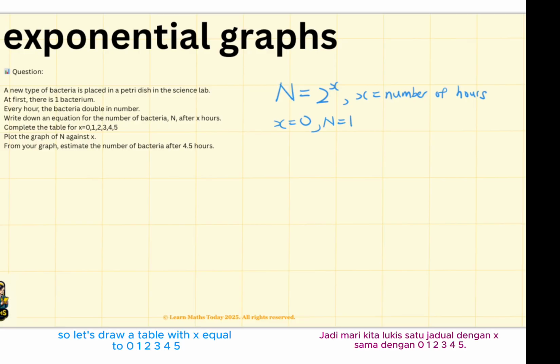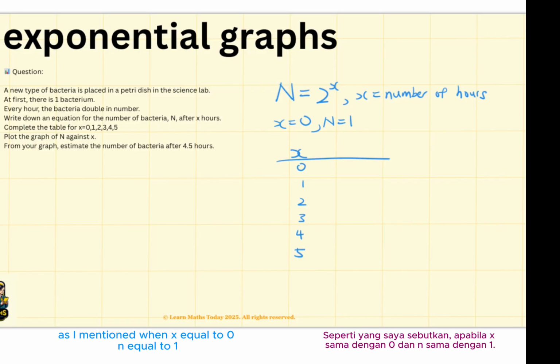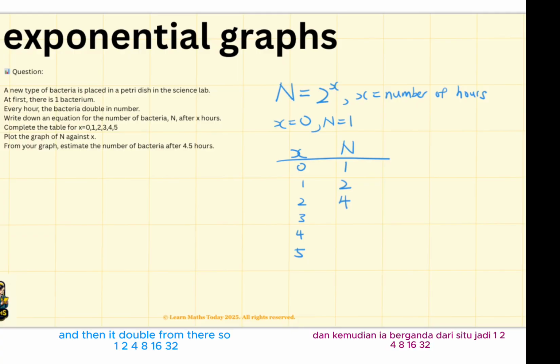So let's draw a table with x equal to 0, 1, 2, 3, 4, 5. As I mentioned, when x equal to 0, n equal to 1. When x equal to 1, n equal to 2. And when x equal to 2, n equal to 4. And then it doubles from there. So 1, 2, 4, 8, 16, 32.